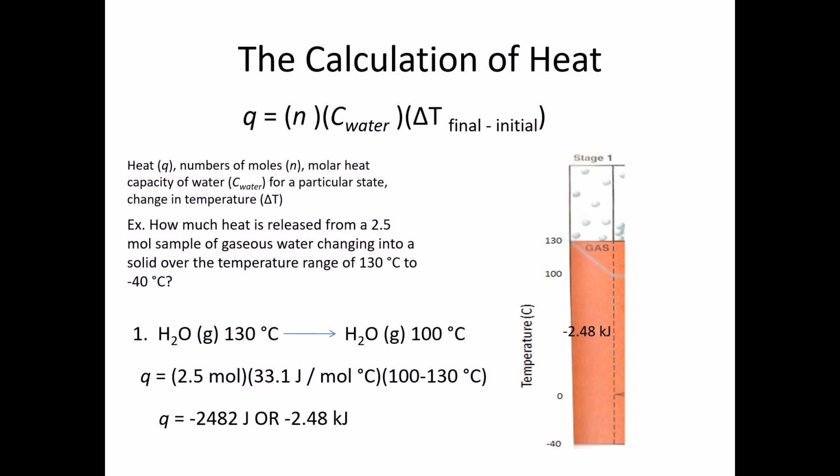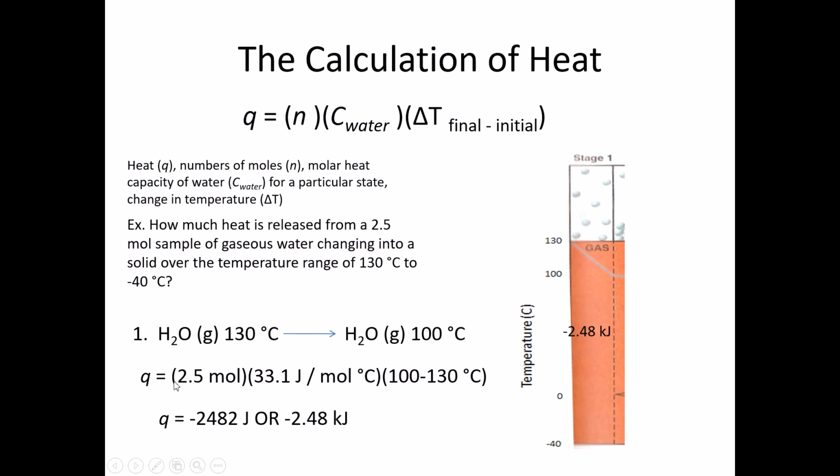For the first stage, we're starting at 130 degrees Celsius, and we can only cool the gas down to 100 degrees Celsius because this is the boiling point of water. So we're working with 2.5 moles of gas at 130 degrees Celsius, and we want to cool it down all the way to -40. So here's our first step. Turning the gas from 130 to 100 degrees. So cooling the gas as low as it will go.